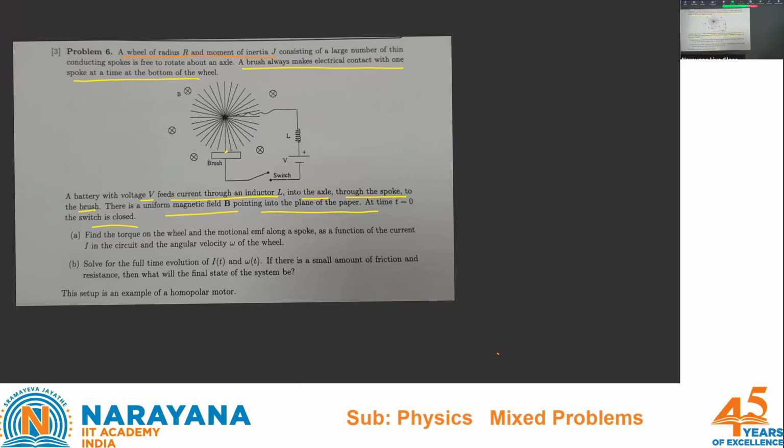Right? Now the question is, find the torque on the wheel and the motional EMF along a spoke as a function of the current in the circuit and the angular velocity of the wheel. And obviously, he is more interested in part B, that can we derive that I(t) and omega(t) function? That is his interest. Can we write that current as a function of time and that omega as a function of time? Let's see how it comes up.